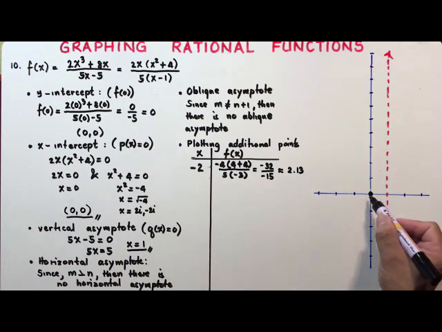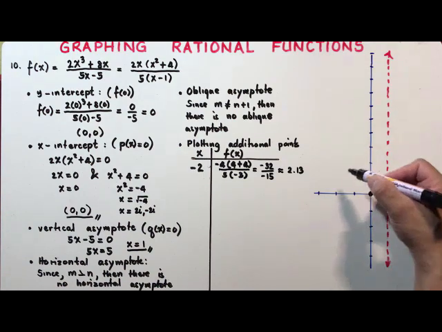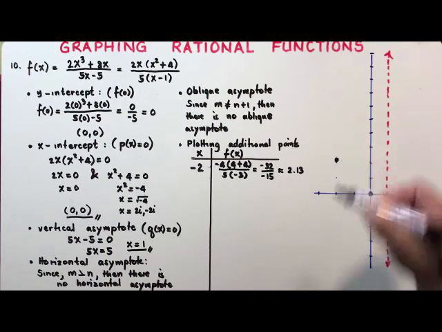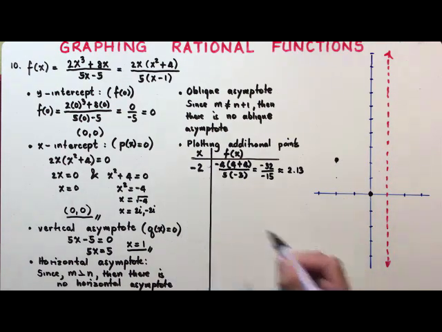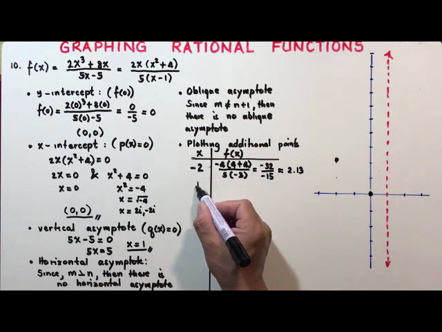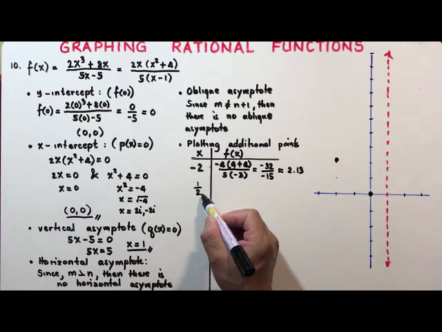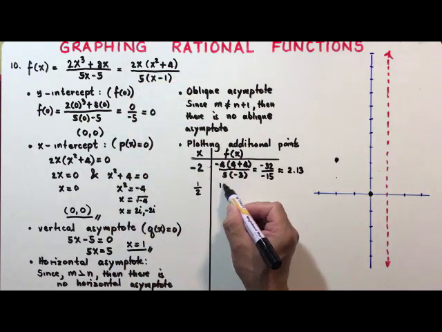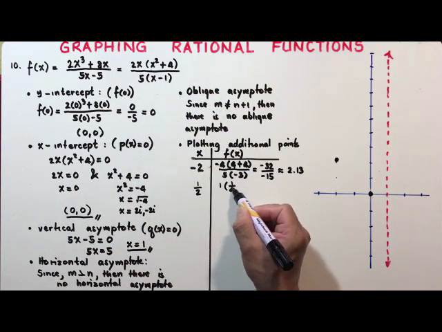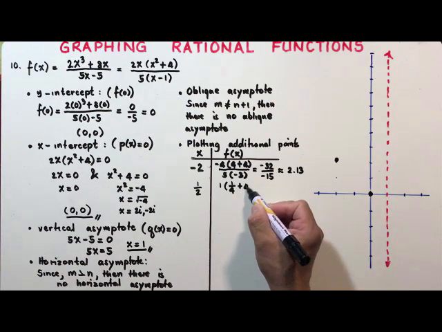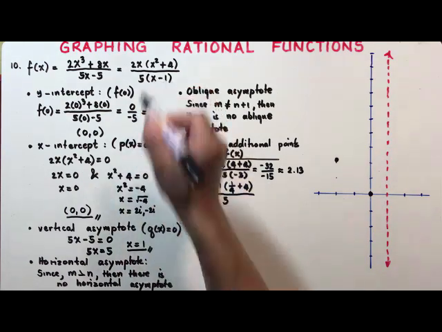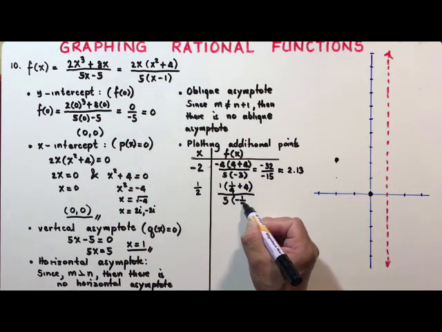So plotting this one, -1, -2, but the y is 2.13. So here, the point is here. You can also check when your x is closer to this vertical asymptote, say 1/2. So when your x is 1/2, 2 times 1/2 is 1. And square of 1/2 is 1/4. So 1/4 plus 4 over 5 times 1/2 minus 1 is negative 1/2.